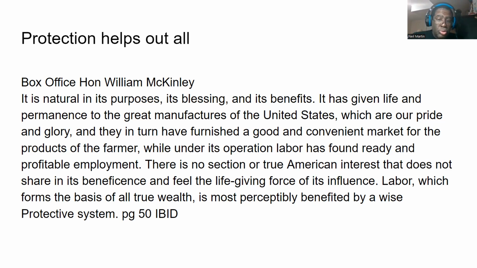There is no section or true American interest that does not share in its beneficence and feel the life-giving force of its influence. Labor, which forms the basis of all true wealth, is most perceptibly benefited by a wise protective system. So what William McKinley's talking about is protectionism and how it benefits the American economy, right? And what I want to focus on is that he calls the great manufacturers of the United States our pride and glory. The British don't want to see that happen.